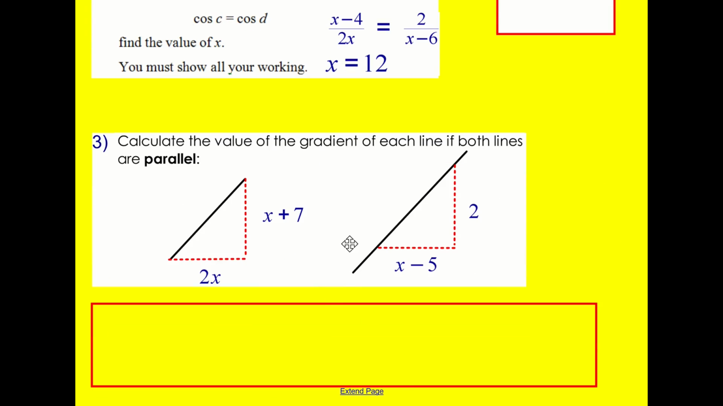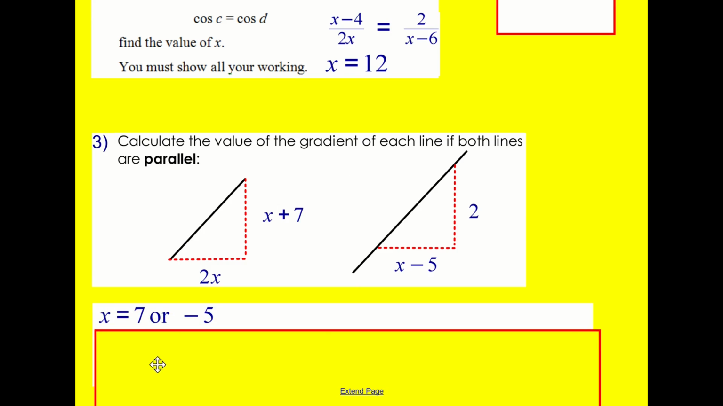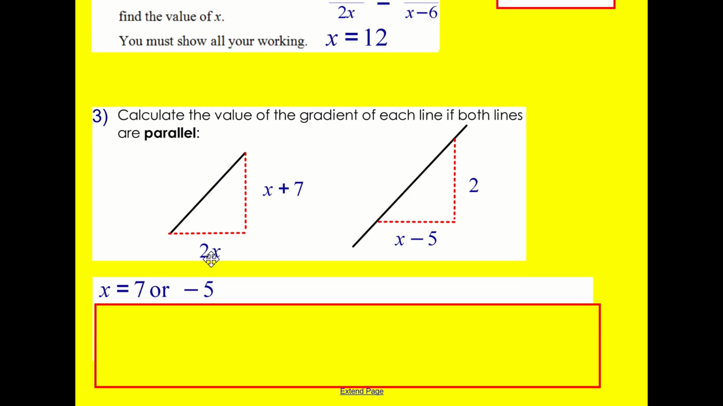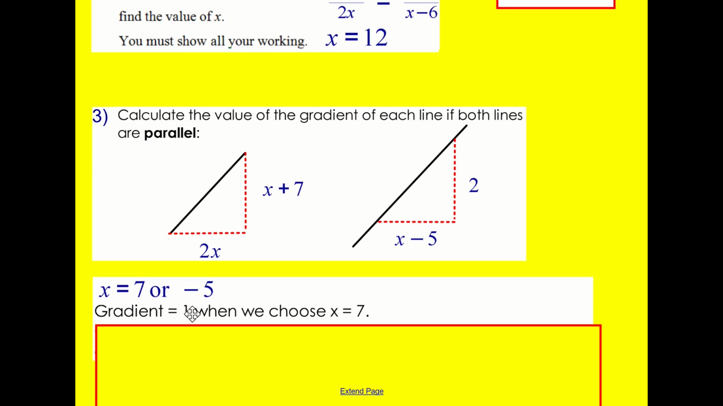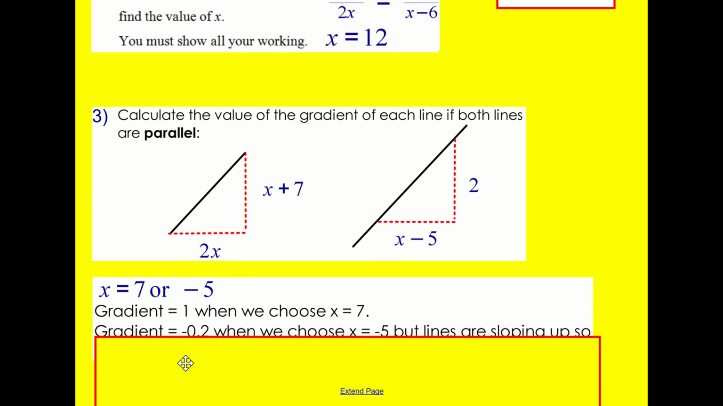Okay, slightly different question. Calculate the value of the gradient of each line if both lines are parallel. This is just bringing in other aspects of maths, so you've got to remember for the gradient it's the rise over the run. So, I've gone straight to the answer there, but it's going to be x plus 7 divided by 2x is equal to 2 over x minus 5. And again, we've created a fractional equation which we can cross multiply, create a quadratic, two answers. What's the gradient? We need to actually substitute back in. So when x is 7, we get a gradient of 1 for both. When x is minus 5, we get minus 0.2.